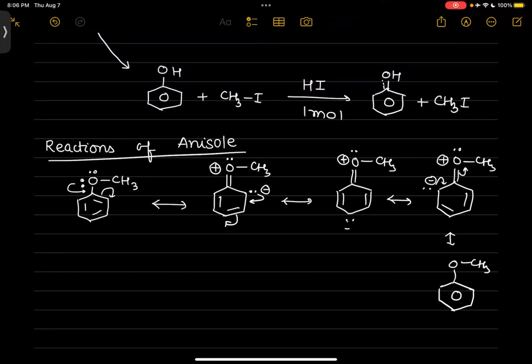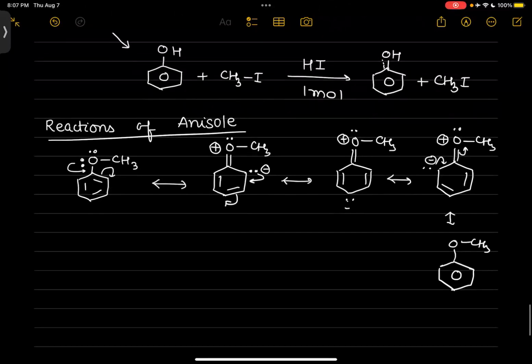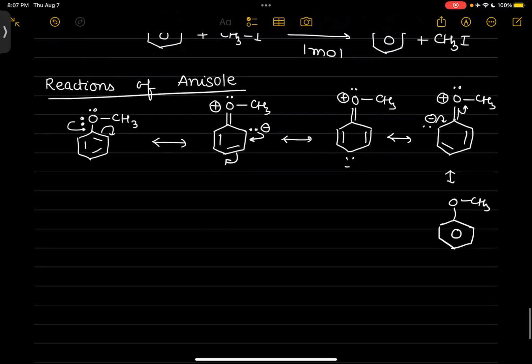But where is the resonance effect coming, Aisha? Where is the resonance effect of the OCH3 group coming? It is coming at the ortho and para positions only. Got it? Yes. Marwa, is it clear?